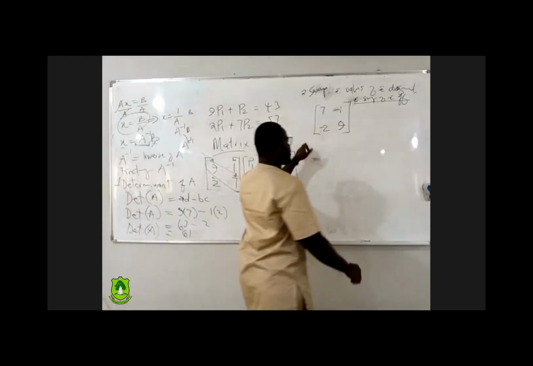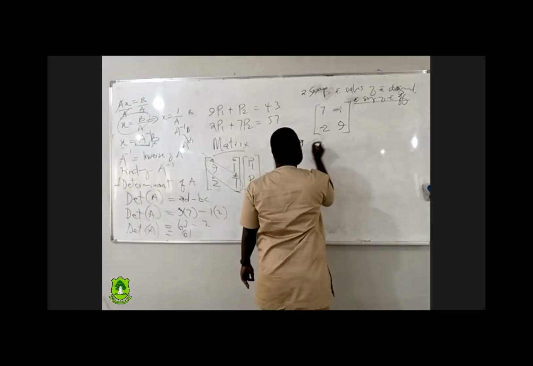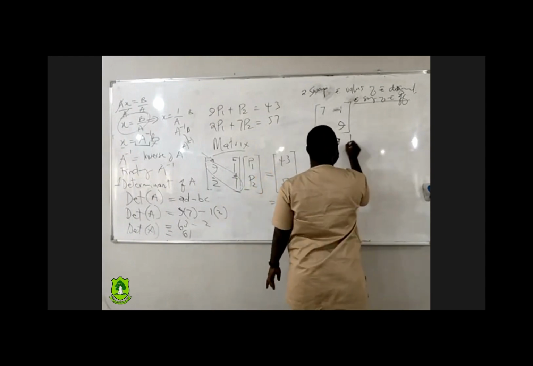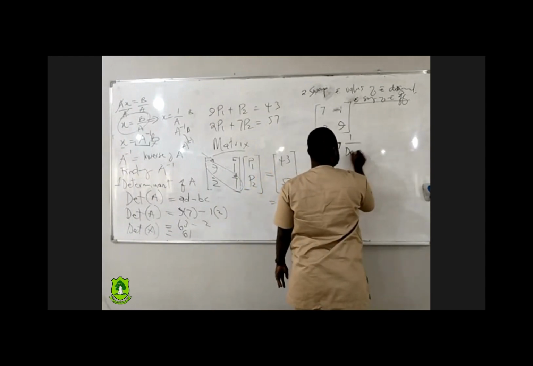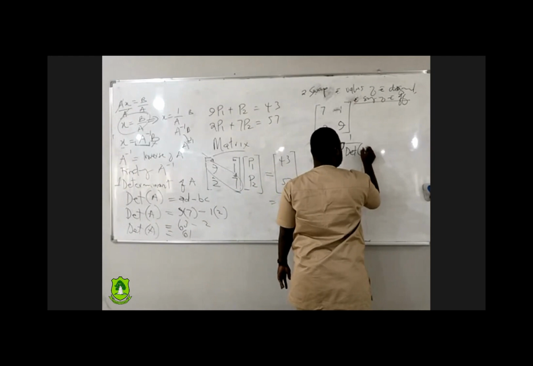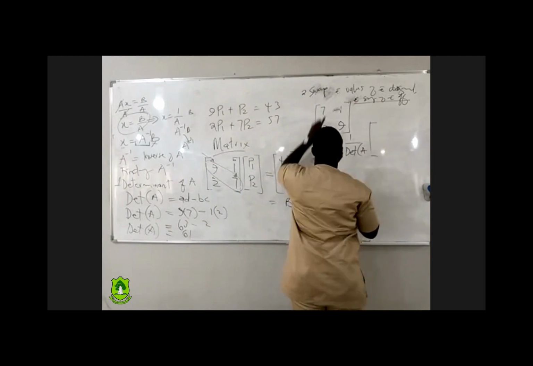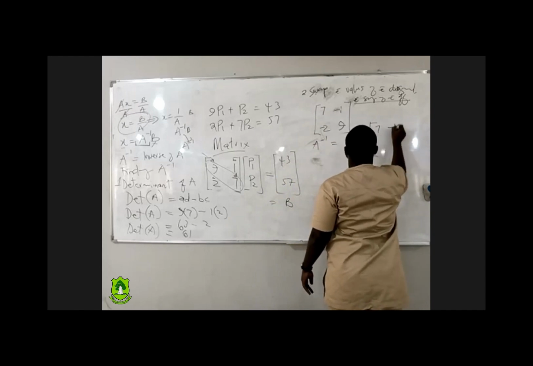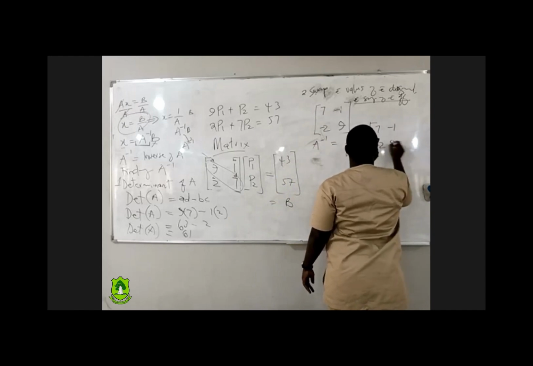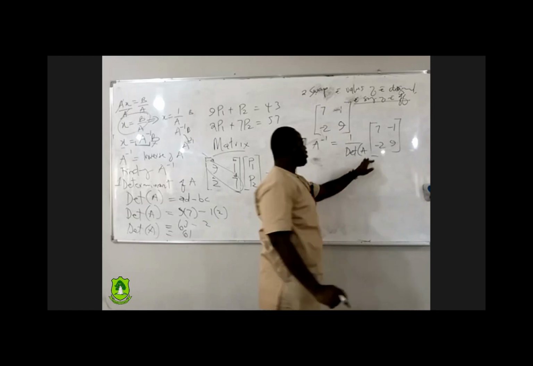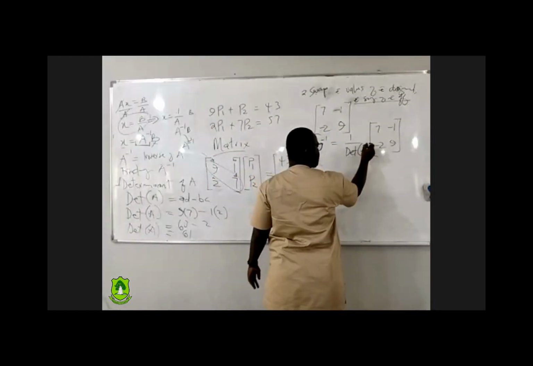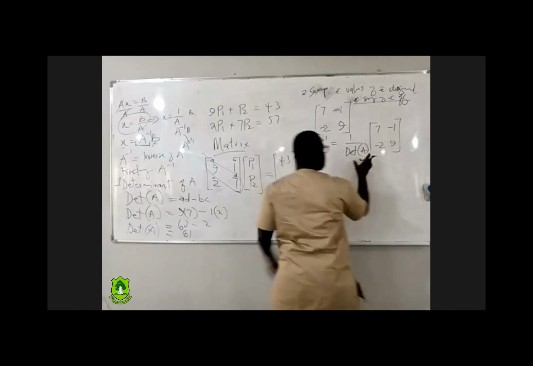So the inverse of A is equal to 1 over the determinant, times what we found here, which is 7, minus 1, minus 2, 9. So this will be the inverse. But remember, we found the determinant. Is that not it?